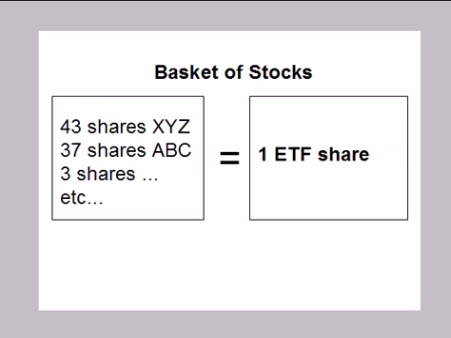At the most basic level, you can think of an ETF as a basket of stocks. What you're seeing on the screen is just sort of a rough example. Basically, one ETF share corresponds to 43 shares of this stock, 37 shares of this stock, 3 shares of this one, and down the line. So basically, it allows you with one purchase to get exposure to a number of different stocks.